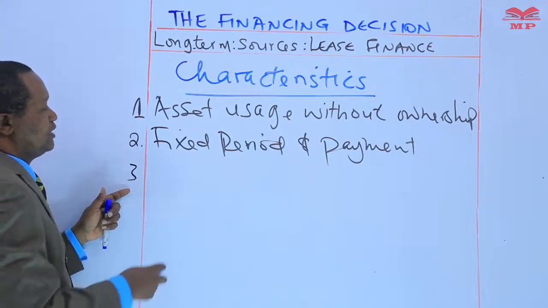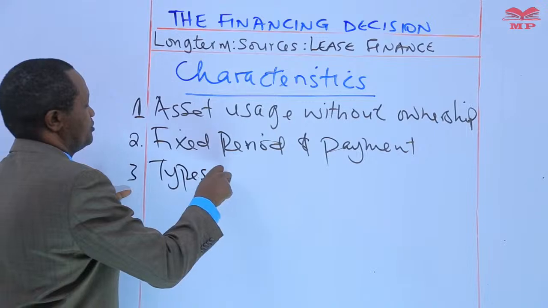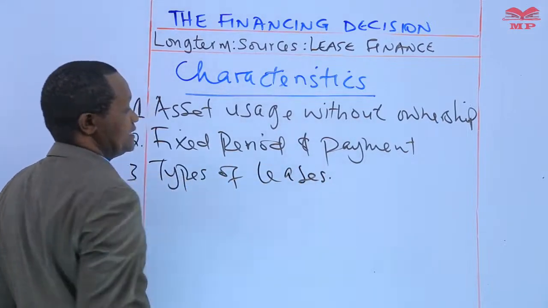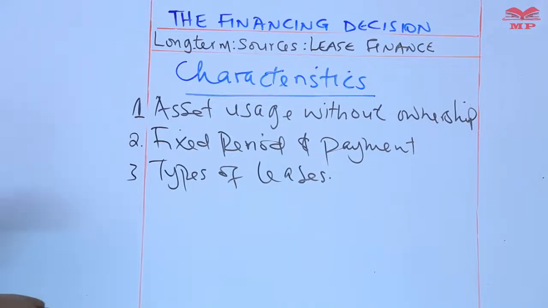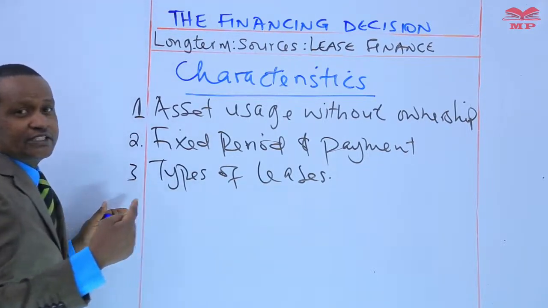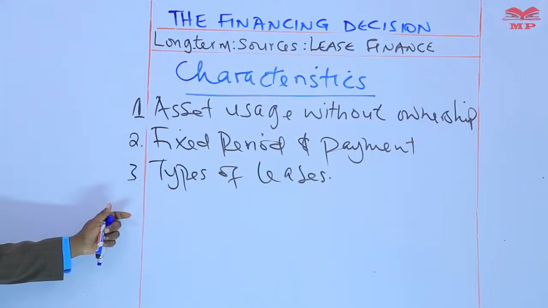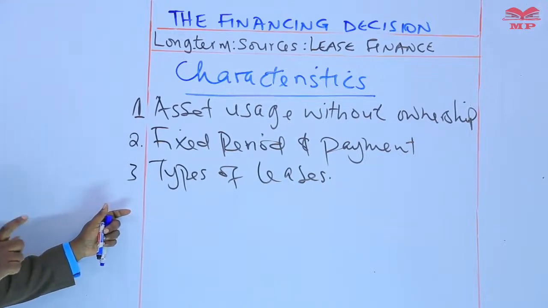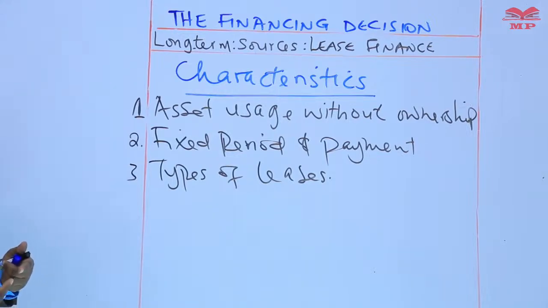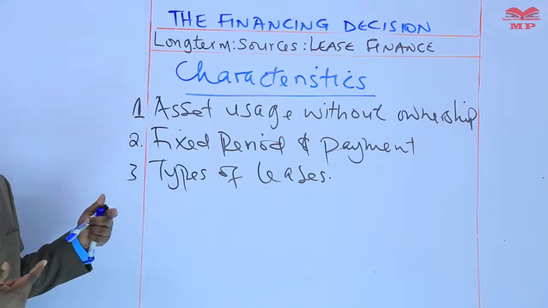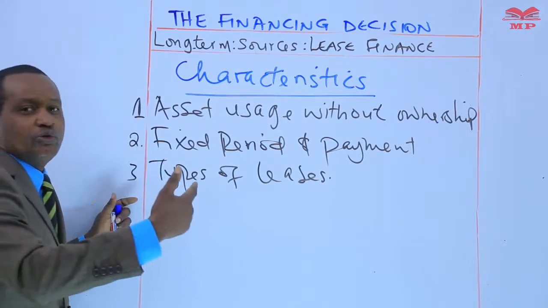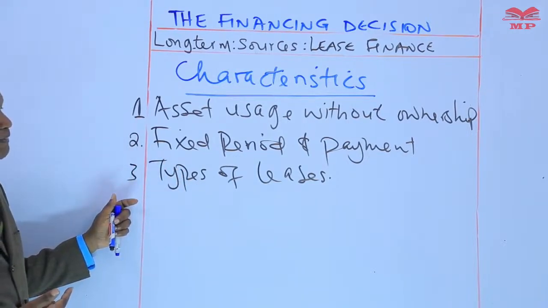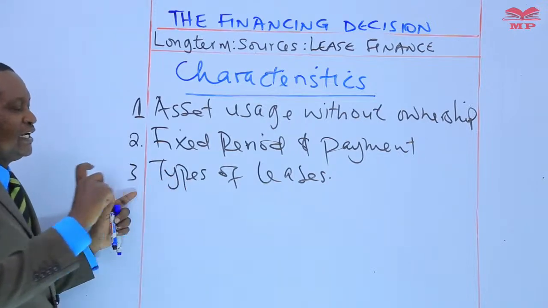Another characteristic can be on the basis of types of leases. Lease agreements can be classified as either operating leases or finance leases. Candidates, operating leases are more like rental agreements, while finance leases often transfer ownership to the lessor at the expiry of the term. So we have operating leases and finance leases.